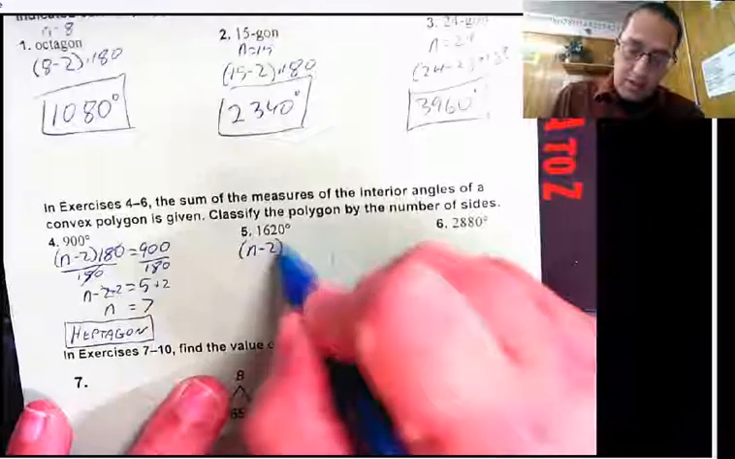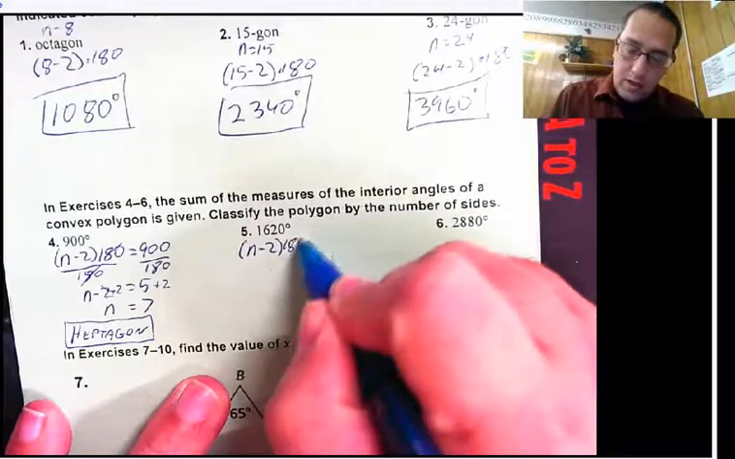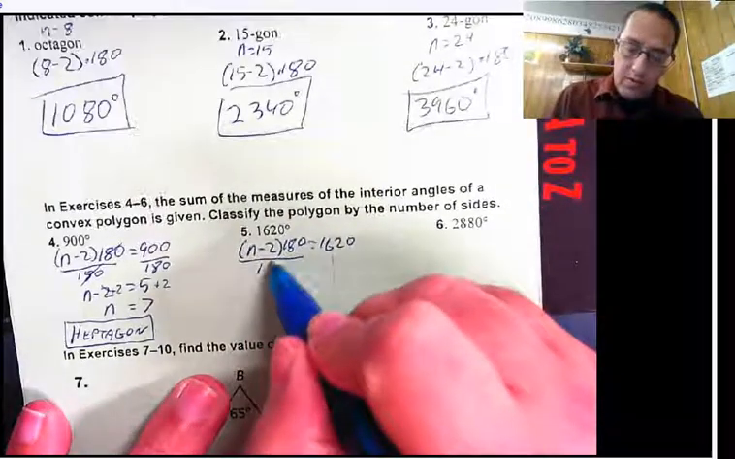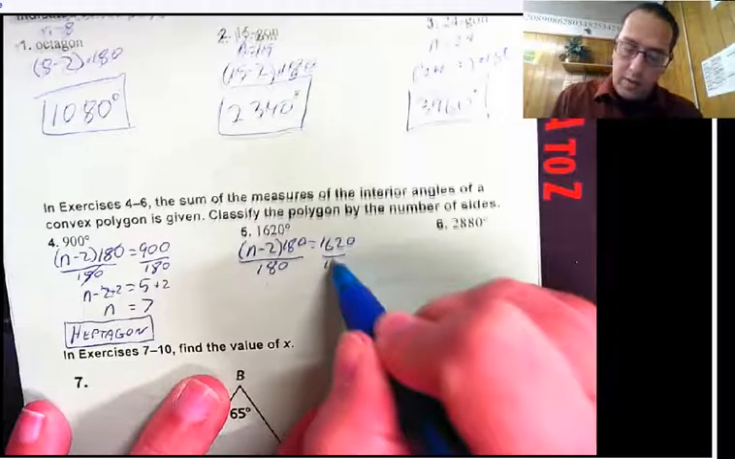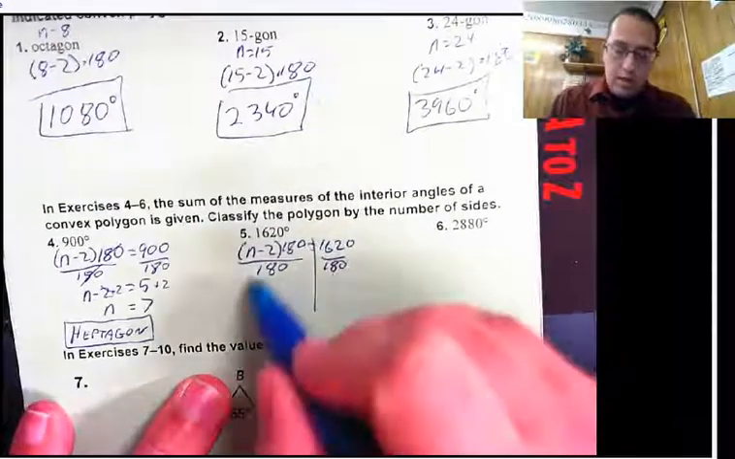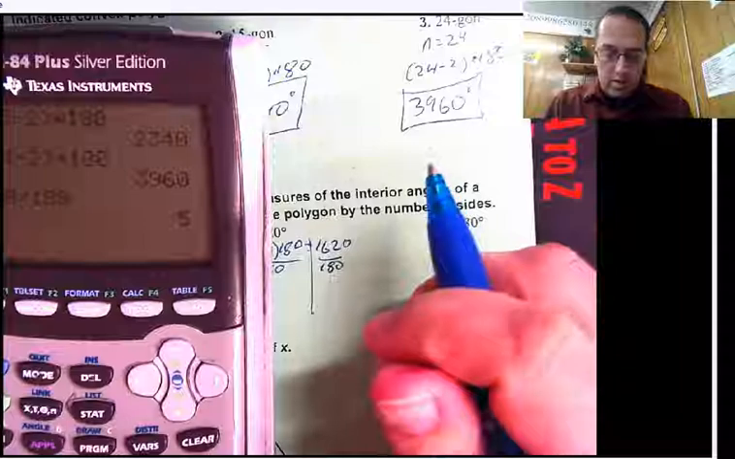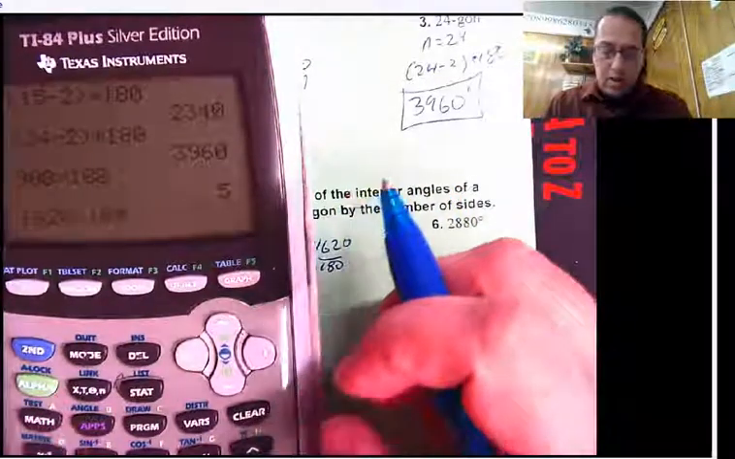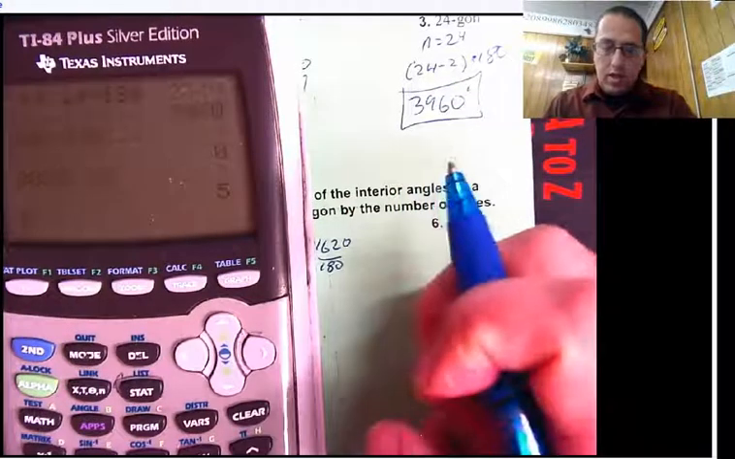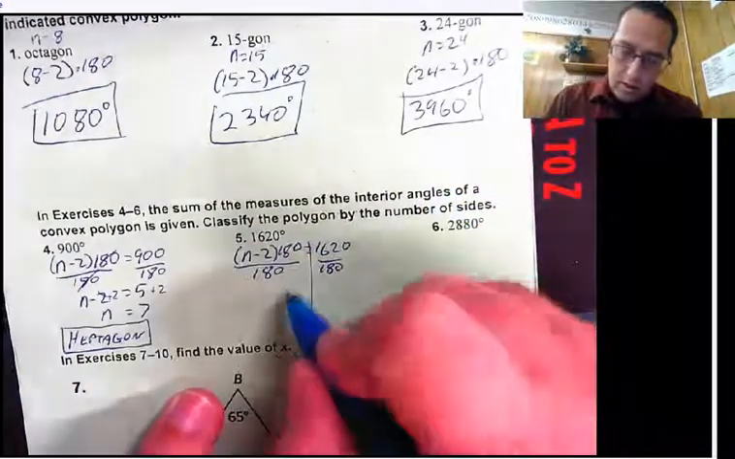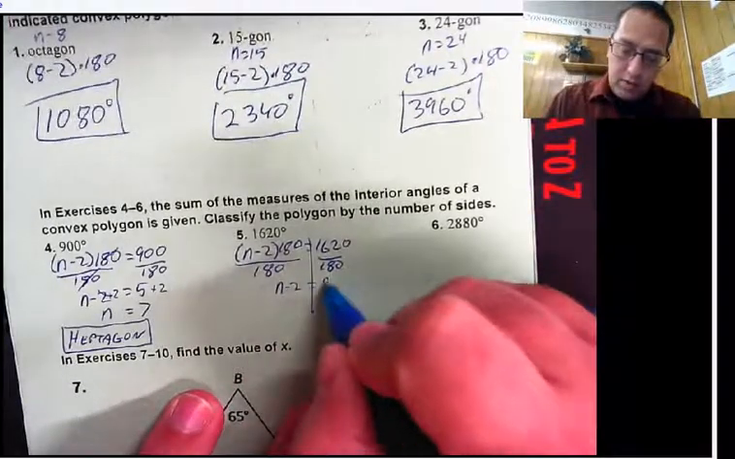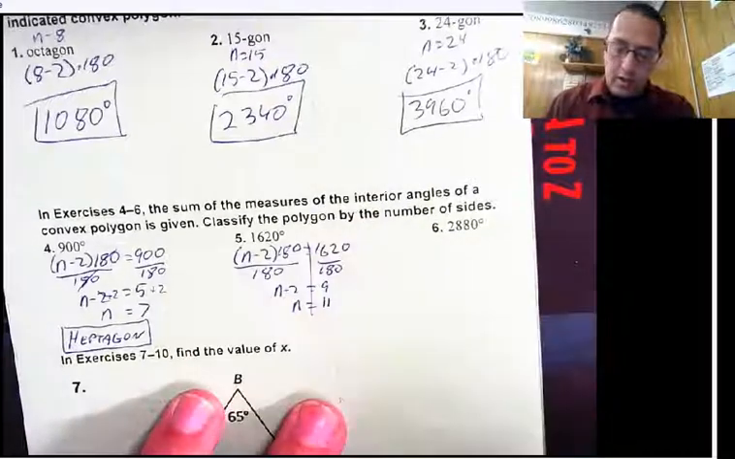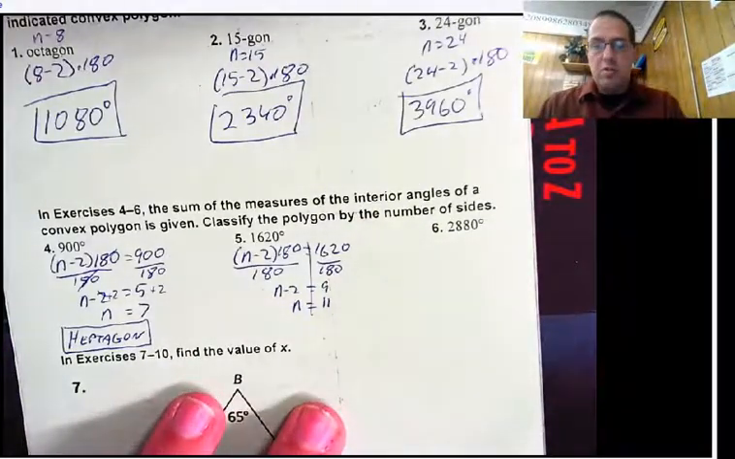So we have n minus 2 times 180 equals 1620. First thing we need to do is divide by 180. 1620 divided by 180 is 9. So n minus 2 equals 9. We add 2 to both sides, and n equals 11. So this is more than 10.